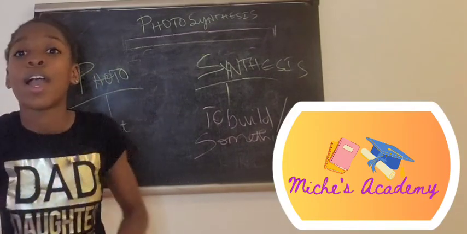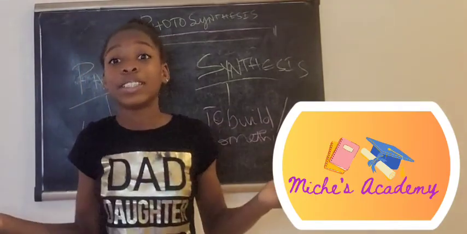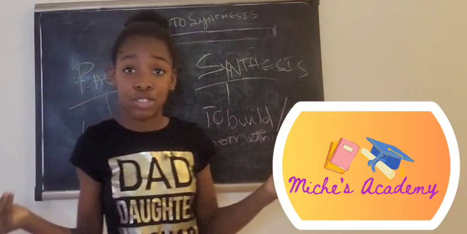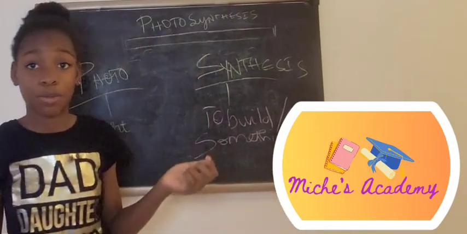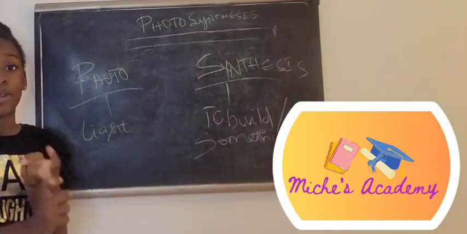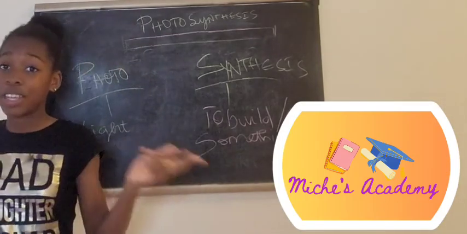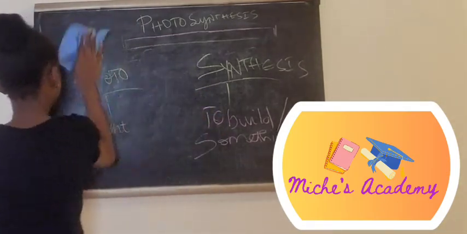Let's put it like this. Basically, photosynthesis is the process by which plants use light energy to create their food. They also use other substances like water, minerals, and carbon dioxide. Now, how does all of this get into the plants?